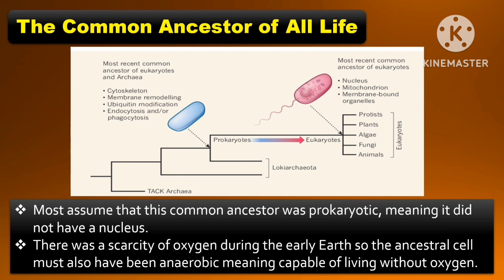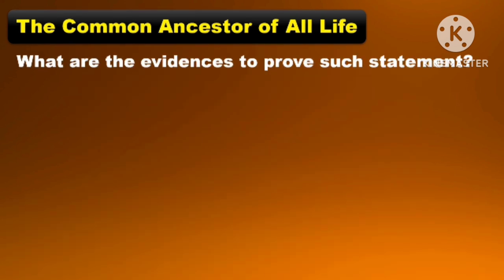Most assume that this common ancestor was prokaryotic, meaning it did not have a nucleus. There was a scarcity of oxygen during the early Earth, so the ancestral cell must also have been anaerobic, meaning capable of living without oxygen. What are the evidences to prove such statement?